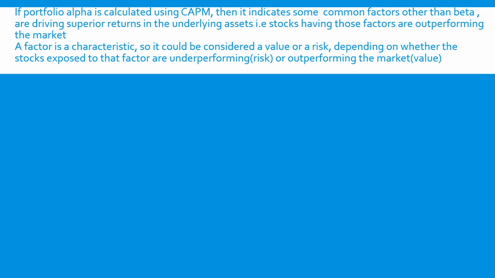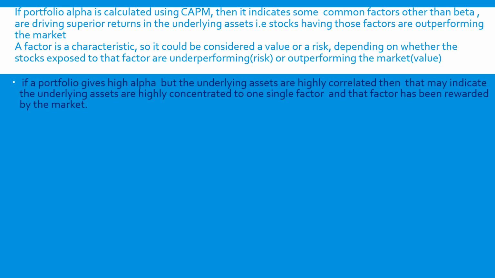Now if portfolio alpha is calculated using CAPM, then it indicates some common factors other than beta are driving superior returns in the underlying assets. That is, the stocks having those factors are outperforming the market. A factor is a characteristic, so it could be considered a value or a risk, depending on whether the stocks exposed to that factor are underperforming or outperforming the market.